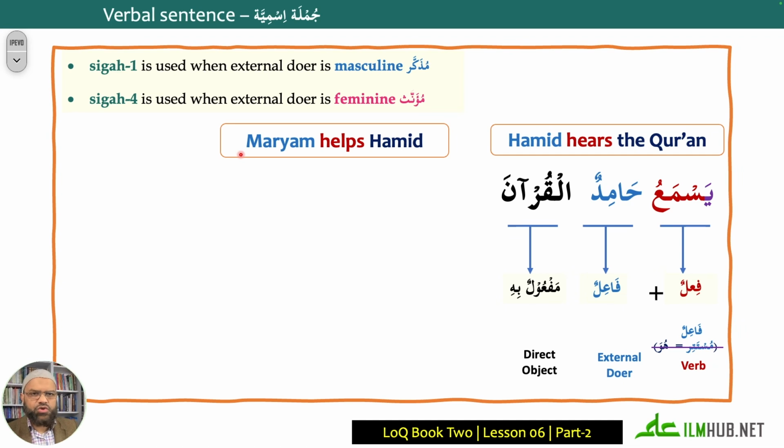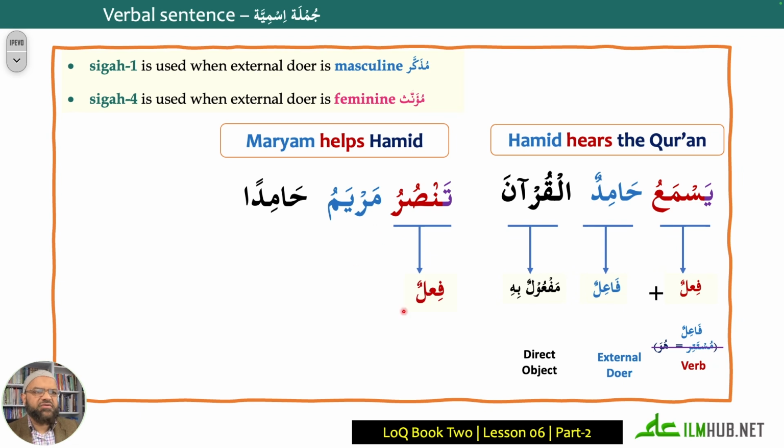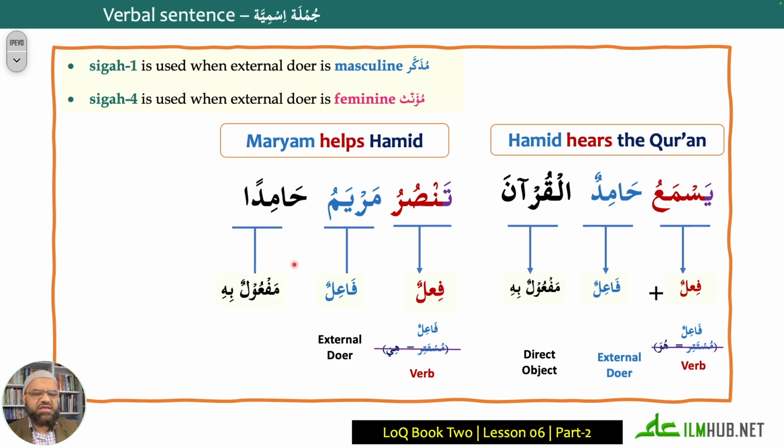Maryam is our doer now, and Maryam of course is feminine, so we're going to use sigha number 4. Sigha number 4 is tansuru. We're using the verb "help" here. I just changed the verb for variation. Tansuru Maryamu, Maryam feminine coming after. Hamidan is the object. So we have our fi'lun, we have our hu, which is mustatir, crossed off because of Maryamu. And Maryamu of course is the doer, fa'il, and Hamidan is the object. That's basically the principle. There is no difference from what we've seen with the madi.